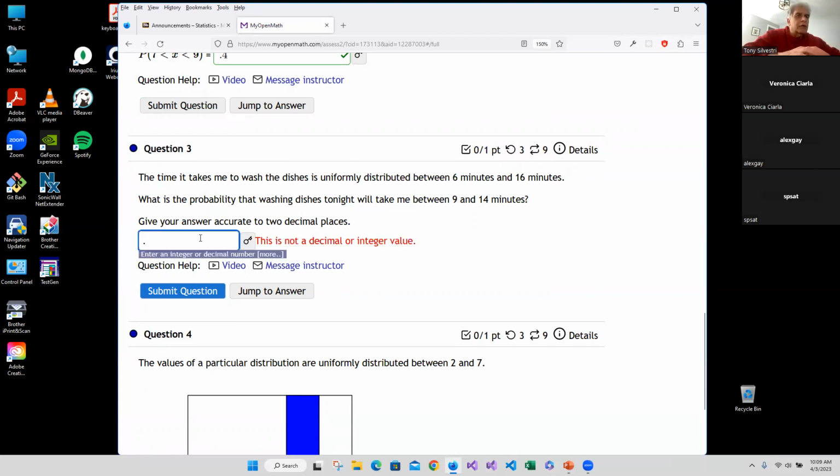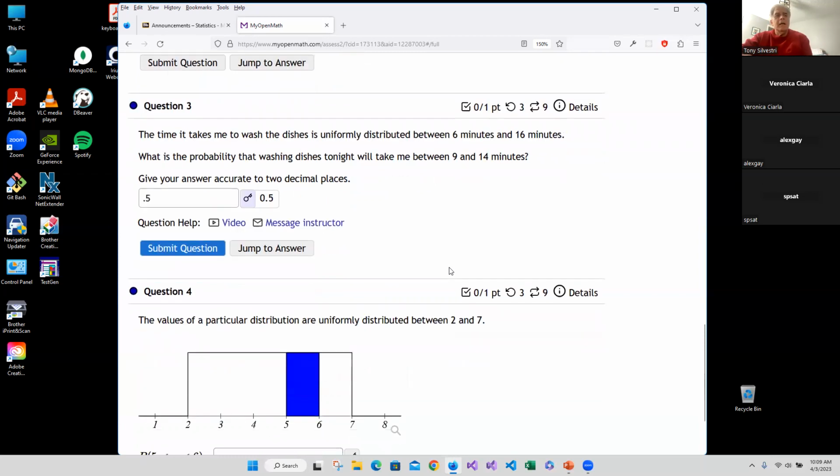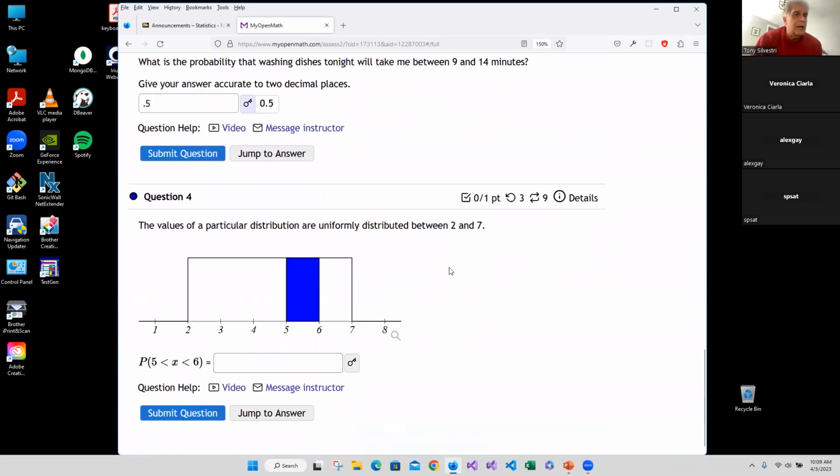Enter an integer or decimal number, 0.5. There you go, 0.5. Okay, great.